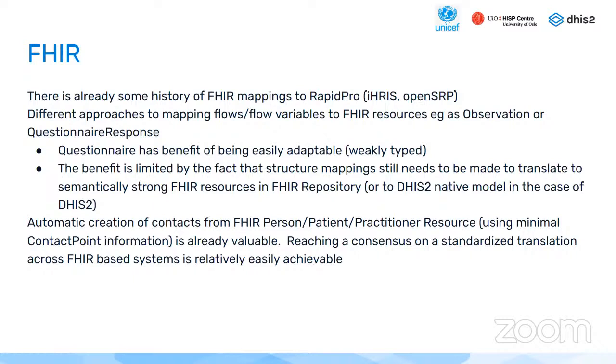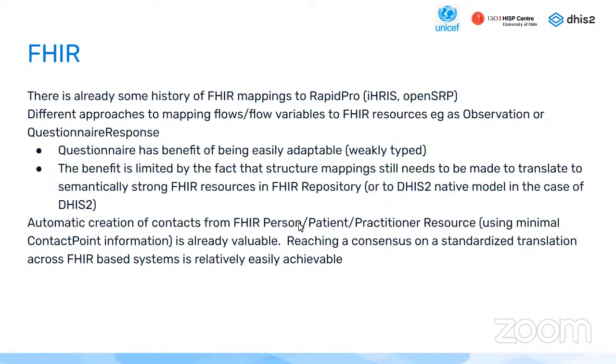So we kind of fall back on the questionnaire response as the lowest common denominator, which can map anything to anything. It has that benefit. That benefit is obviously limited by the fact that a structured mapping still needs to be made to translate the loosely typed questionnaire response to more semantically strong FHIR resources in a FHIR repository, or indeed to DHIS2's native model.